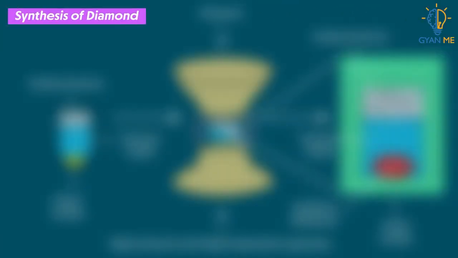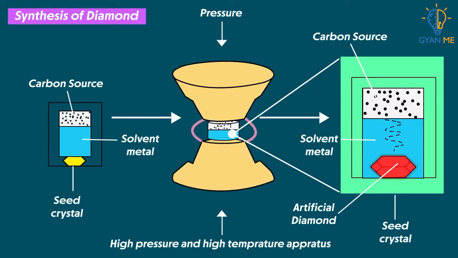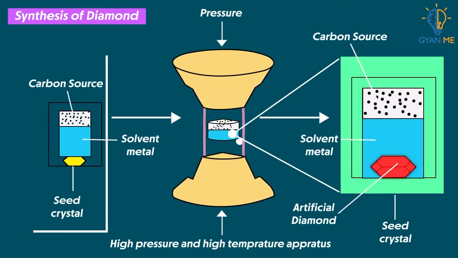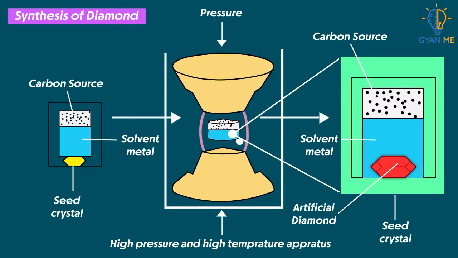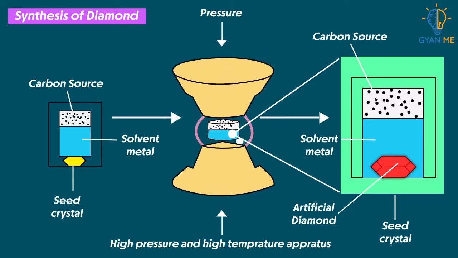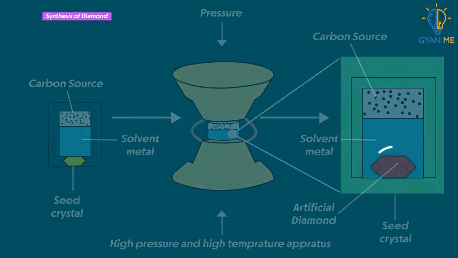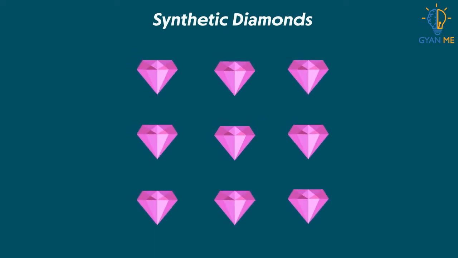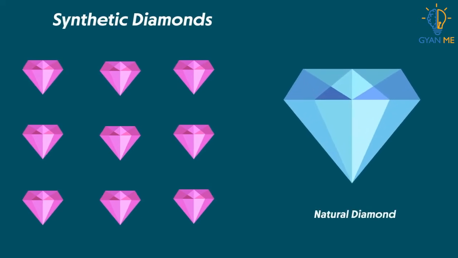Do you know, students? Diamonds can be synthesized artificially as well. This can be done by taking pure carbon atoms and putting them at extremely high pressures and temperatures. This will result in the formation of crystalline structures just like diamonds. These synthetic diamonds are small, but the best part is they cannot be easily distinguished from natural diamonds in terms of shine and their appearance.